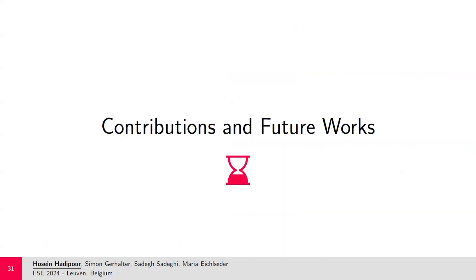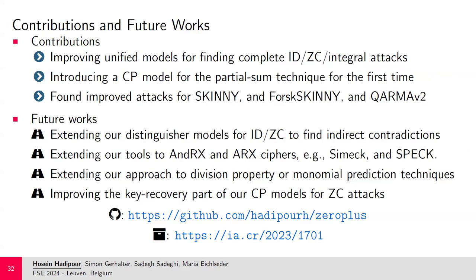So this is the end of my talk, where I'm going to point to some future works. Of course, our model for the distinguisher is based on satisfiability, but it cannot capture all of the contradictions. Compared to the Yosuke method, it has a disadvantage. So one of the future works could be resolving this limit, namely capturing indirect contradictions. Another future work could be extending our method for ARX and NRX ciphers, and also extending our method to division property and monomial prediction, because division property and monomial prediction are also based on unsatisfiability. If we can convert them to satisfiability-based problems, we can take advantage of extending this to the key recovery part. Another future work could be improving our CP model for zero correlation attack.